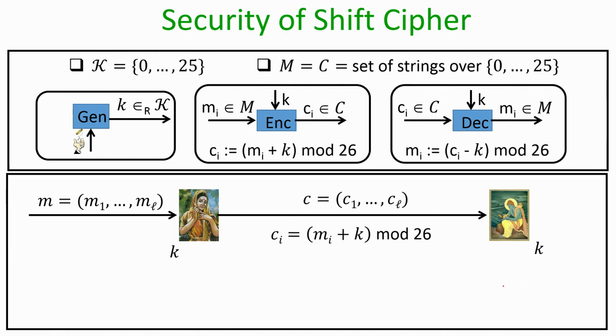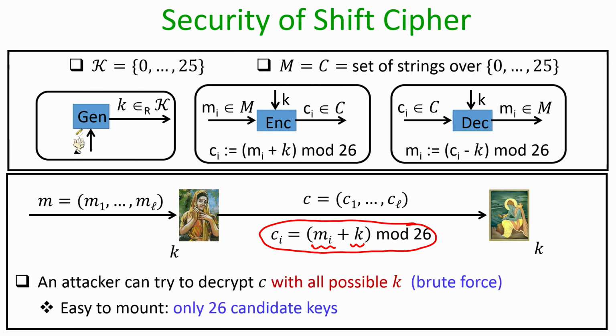The adversary has intercepted the ciphertext, which consists of L ciphertext characters, and it knows that the ith ciphertext character is related to the unknown ith plaintext character by this relationship. So, here mi as well as k is unknown to the attacker, and the goal of the attacker is to recover back the message. So, the simplest possible attack which the adversary can launch here is what we call the brute force attack.